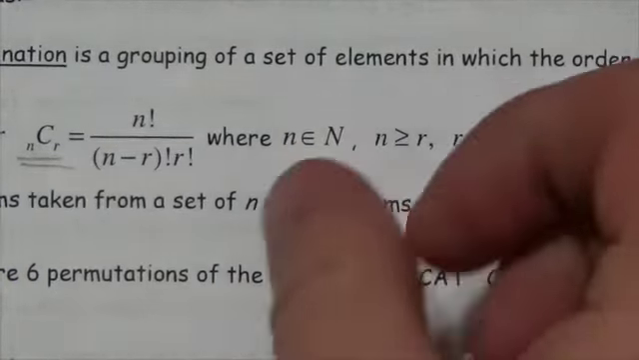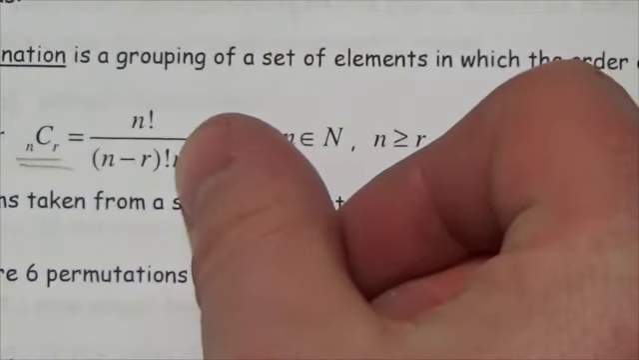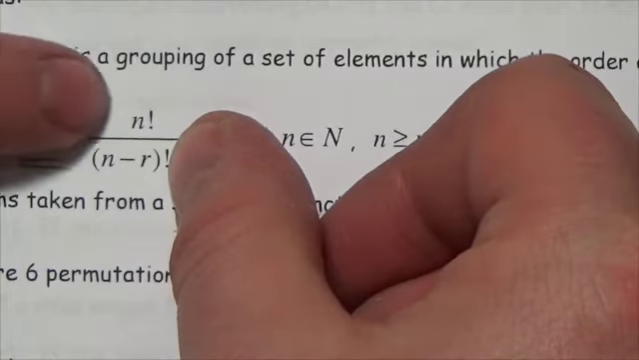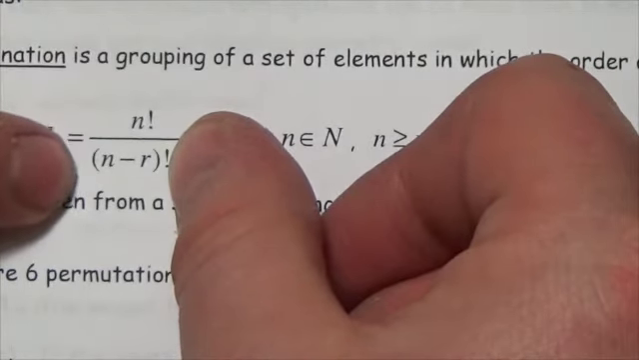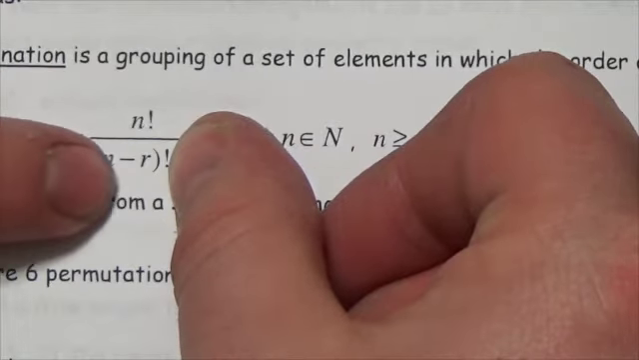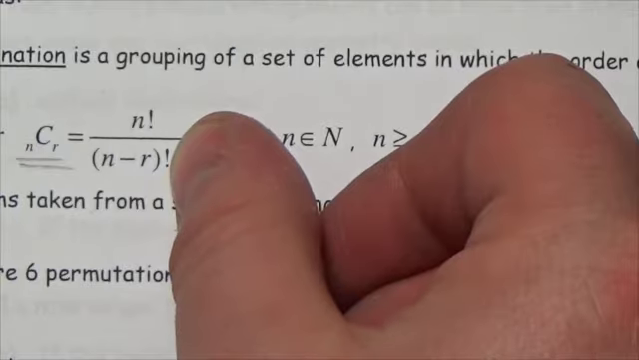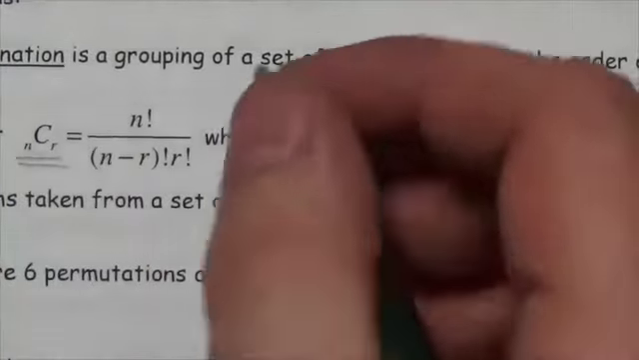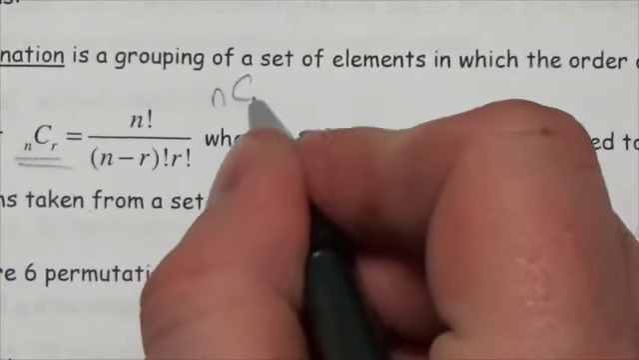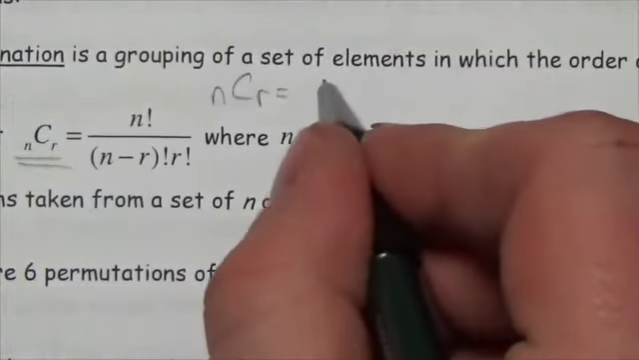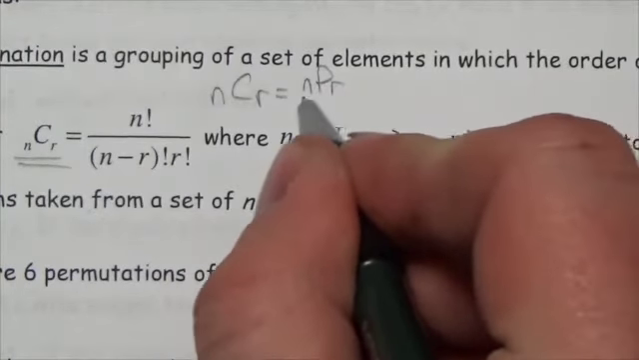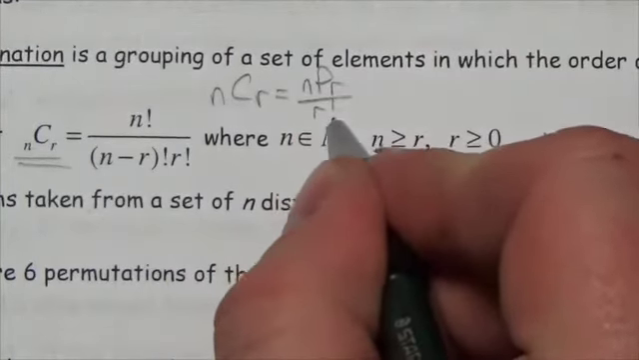Now, if you take a good look at that, you'll notice if I cover up the r factorial in the denominator, this is a permutation, nPr. There's your n factorial over n minus r factorial. So really what's going on here, a combination, nCr, is going to equal nPr divided by r factorial.